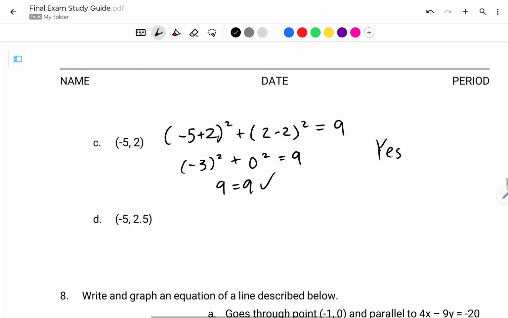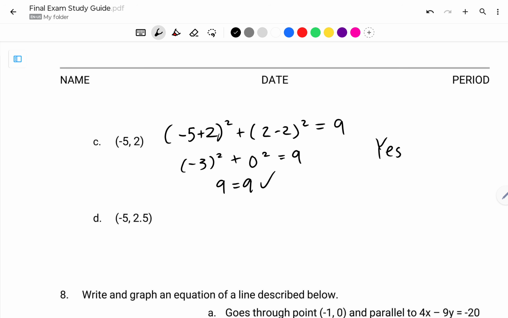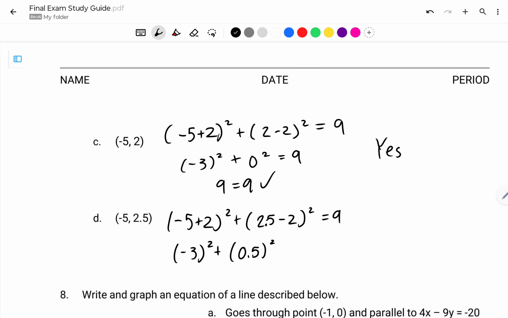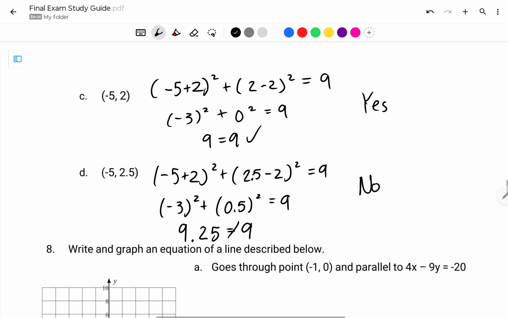I'm not going to write the rest of it. By now, by this third part, you should already know that it's not going to be on the circle, because (-5, 2) is on the circle, so (-5, 2.5) is going to be a little bit off. But let's just keep practicing. All right. -5 plus 2, that's -3. 2.5 minus 2, that's 0.5 squared. -3 squared, that's 9. And then 0.5 squared, that's 0.25. So obviously 9.25 and 9 do not equal each other, so this is a no.